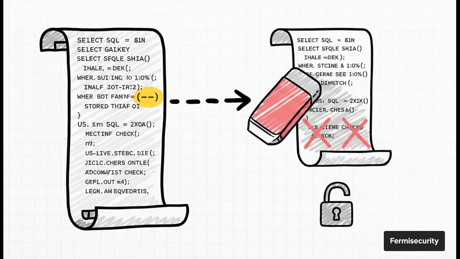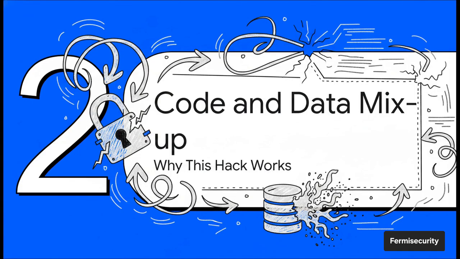That double dash, that's the secret weapon. In the SQL language, that's a comment. It tells the database, hey, from this point on, just ignore everything, pretend it doesn't exist. And just like that, the entire password check gets wiped out. The query is no longer asking about a username and a password, it's just asking, hey, does a user named administrator exist? The database says, yep, and boom, the attacker is logged in as the admin. No password necessary.